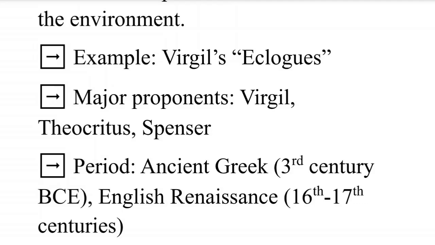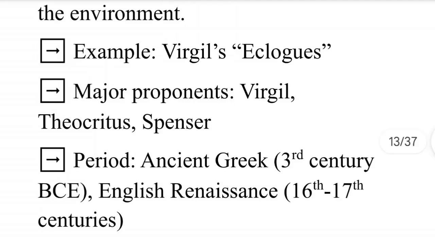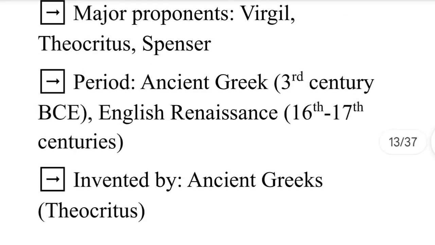You will get a question again on during which period in English literature pastoral became very popular and who the major proponents are. You'll get questions like this. When it comes to its period, that is the English Renaissance period, between the 16th to 17th centuries. When it comes to the major proponents, Edmund Spenser is the major proponent in English literature, and it was invented by ancient Greeks, especially Theocritus. Theocritus invented the pastoral form.